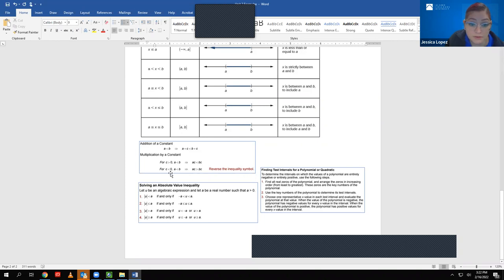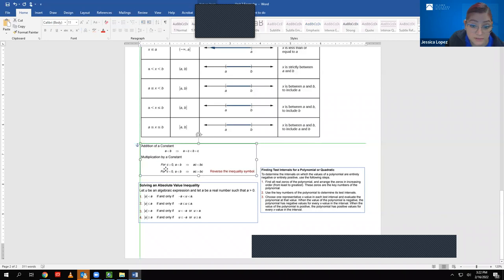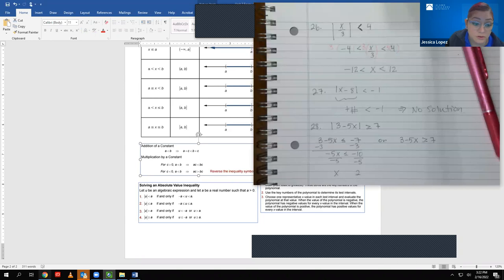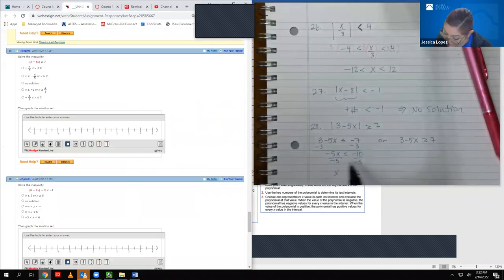So if I multiply or divide by a negative number, notice it says right there for C less than 0. So if the number that I'm multiplying on both sides, the number that I'm dividing on both sides, is negative, I have to reverse my inequality symbol. So when I divided by this negative, I have to remember to flip that over, okay? Now I'm gonna go solve the other equation. So again, I divided by a negative, I have to flip this over.